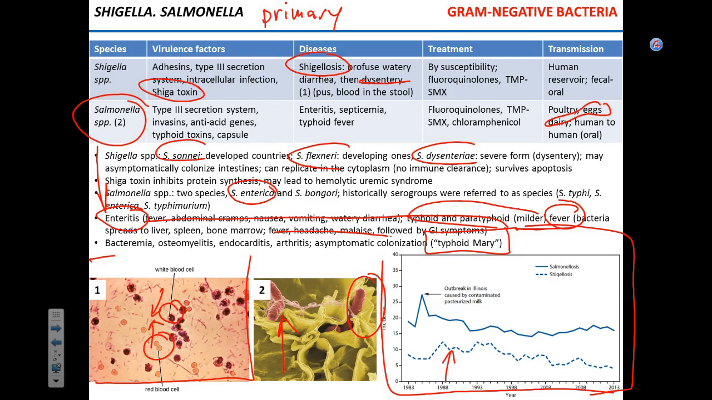She was, I don't know how to say it, I don't want to use the word apprehended. She was put in quarantine a second time, this time for the rest of her life. And she lived the rest of her life, I think, on North Brother Island in Hudson Bay in New York. They had a special quarantine facility there.